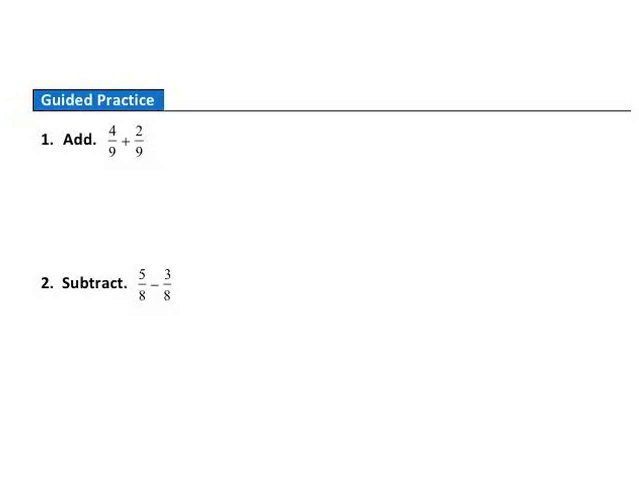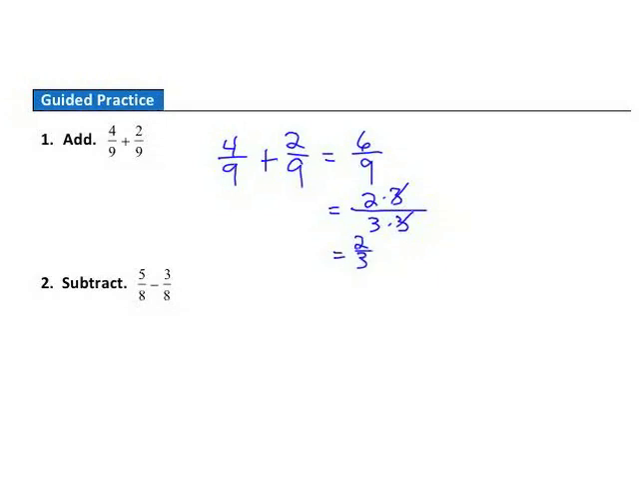Question 1. Add 4/9 plus 2/9. If I add 4 of these 9s plus 2 more of these 9s, I get 6/9. We're not done because 6/9 can be simplified. When I factor 6, I get 2 times 3. When I factor 9, I get 3 times 3. Divide out the common factor of 3, get a final simplified answer of 2/3.